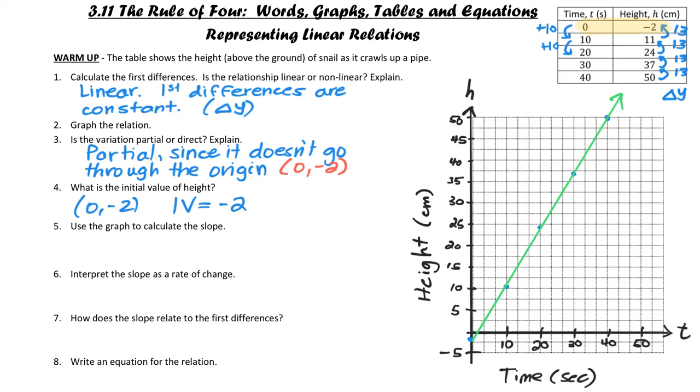Use the graph to calculate the slope. Now, when I say use the graph, this is what I'm looking for you to do. I'm looking for you to find 2 points that go through nice grid lines. There is only one point, like data point from the table, that's exactly in the middle of a grid point. What is it? 50. 50 and 40, right? 40 on the X and 50 on the Y.